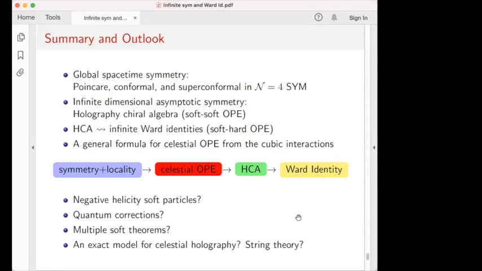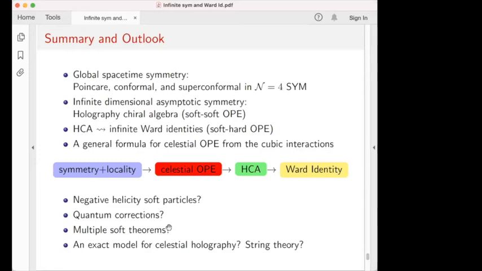Of course, there are many open questions. In particular, in this talk, I focused on the positive helicity particles because of the ambiguities induced by the negative helicity particles. But nevertheless, we should include them finally. But the problem is how do we include the negative helicity soft particles? And furthermore, most of the discussion here is at the tree level. So how about the quantum corrections?